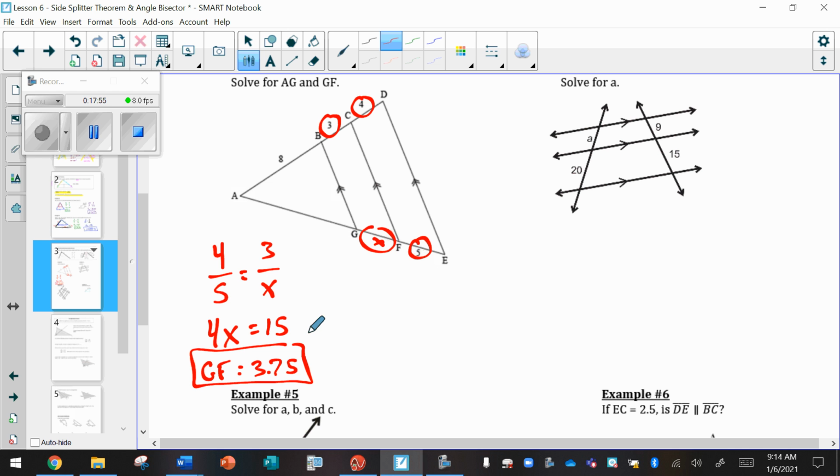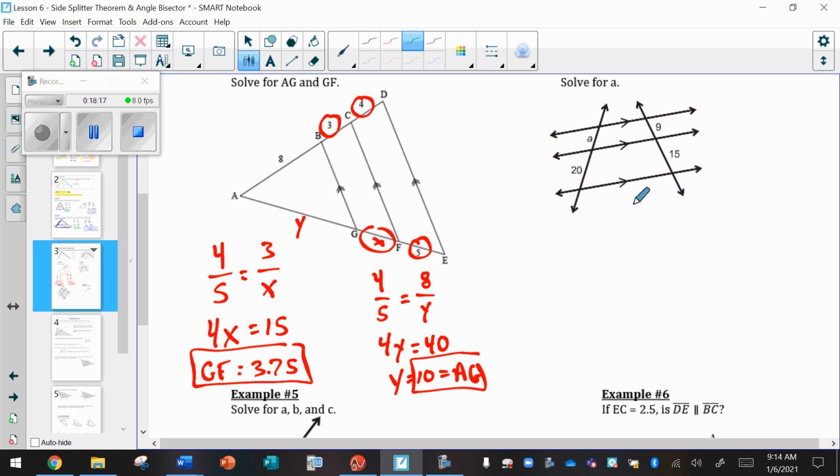We can use the same ratio, 4 over 5, to help us find AG as well. So I get 4y equals 40, and then y is 10, which is the length of AG. If there's only a few parts, it makes it easier, so I can just do a over 20 equals 9 over 15. Please be careful that your a's and 9's are separated so they don't look the same. 15 times a is 15a, and then 20 times 9 is 180. Divide both sides by 15, and we get a is 12.